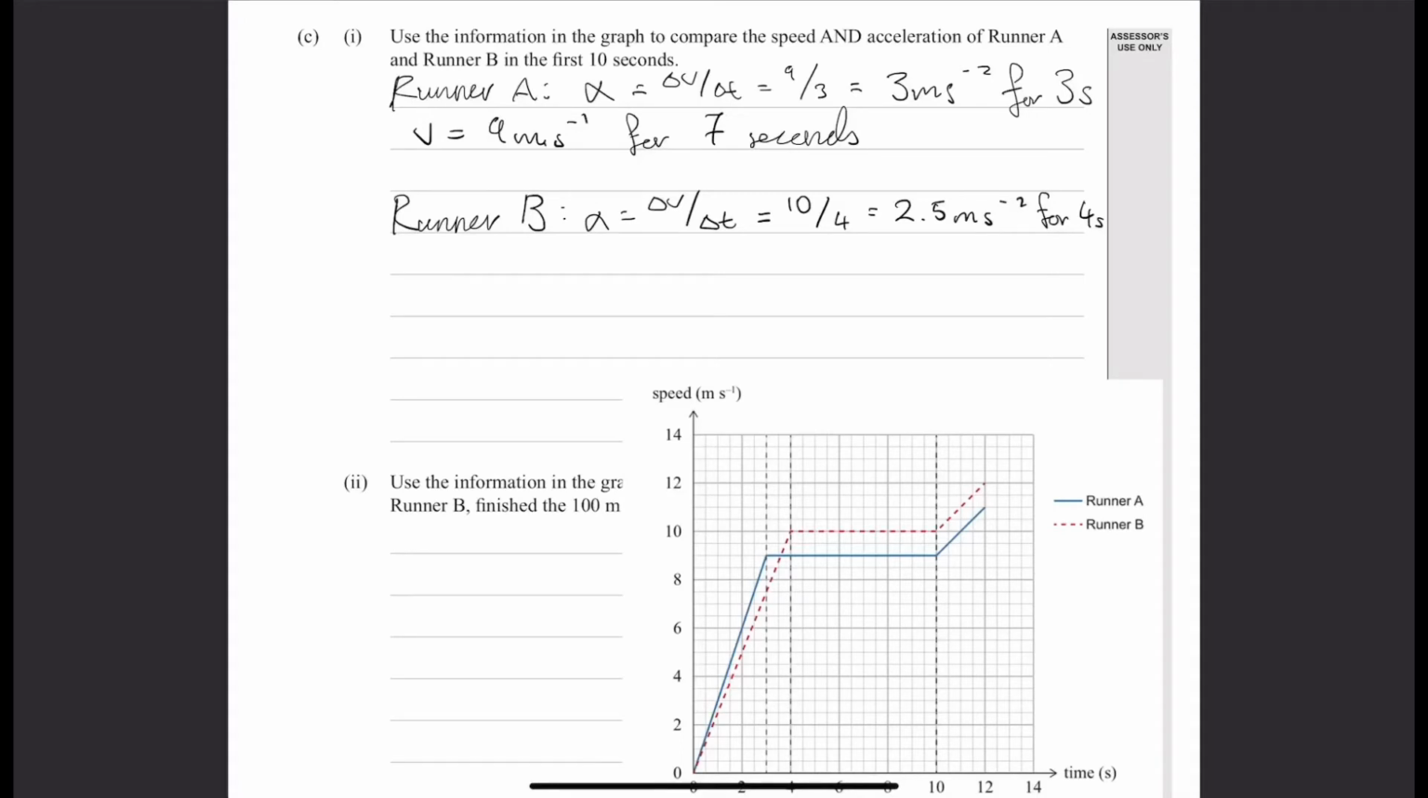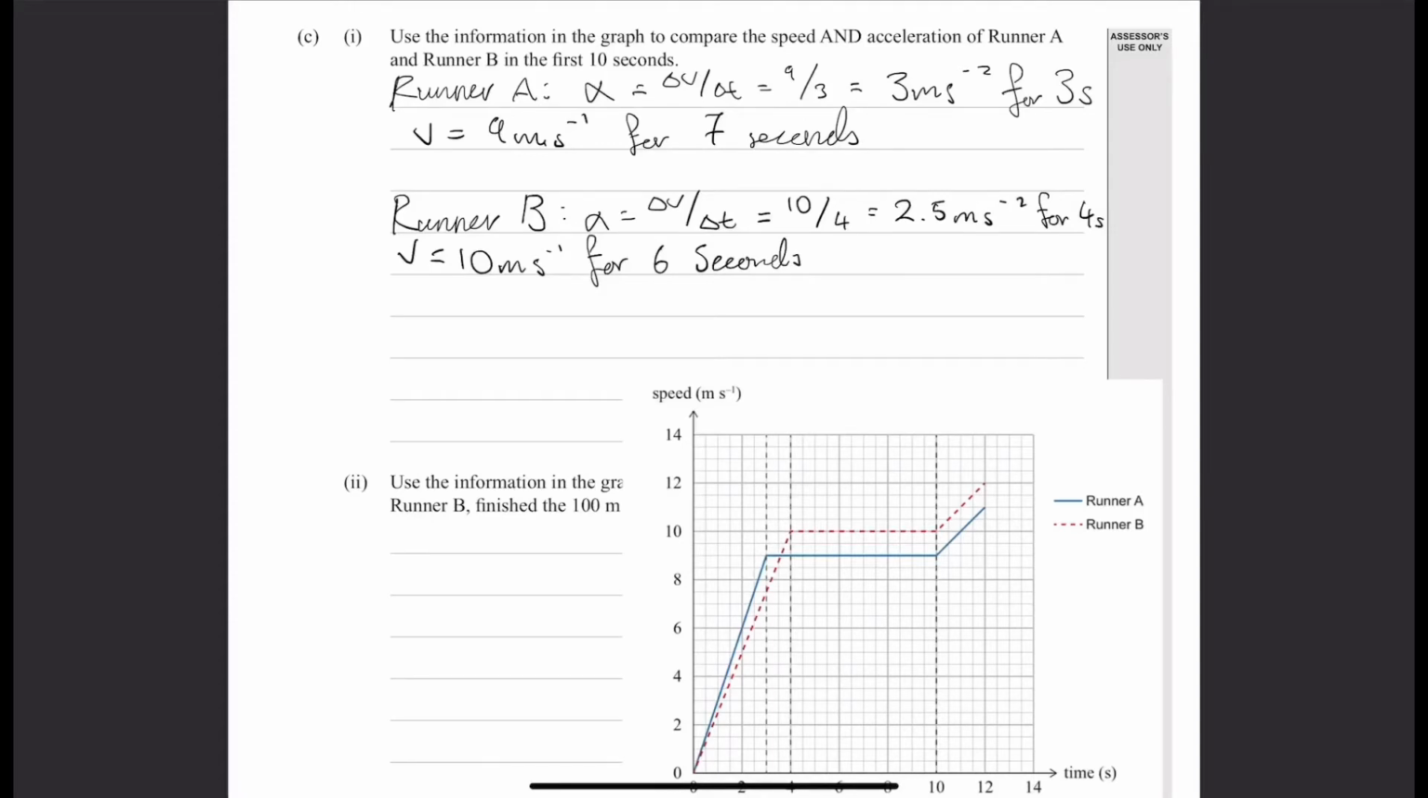Okay, cool. Now let's talk about the constant velocity. So again, we know speed time graph, the value on the y-axis for any flat line is going to be our constant velocity. So we can see that it's at 10 and it goes from 4 to 10 seconds, so for 6 seconds. So I'd say v equals 10 meters a second for 6 seconds.